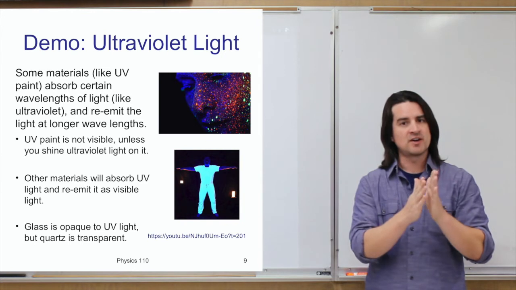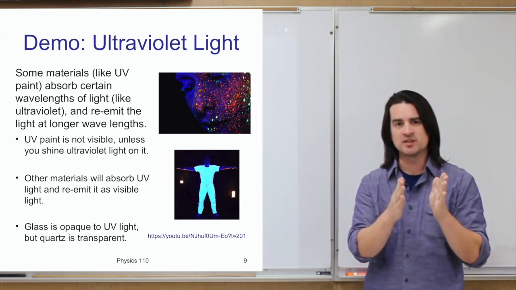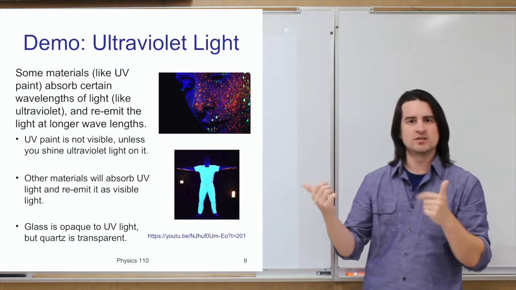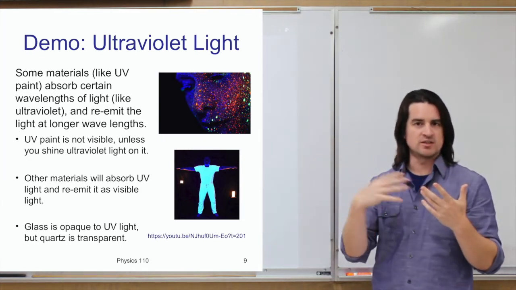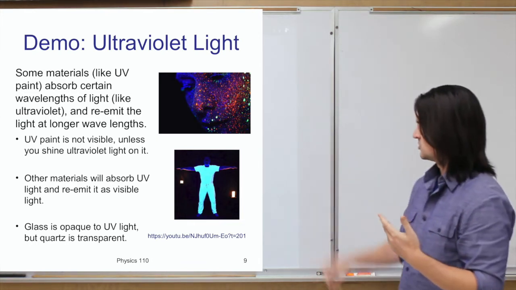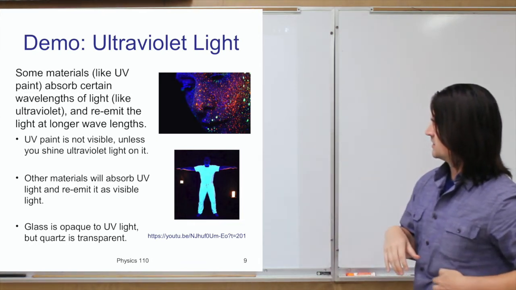So if you take ultraviolet light and you spread the wavelength out a little bit, you get back into the visible spectrum. So with ultraviolet paint, you have paint that will absorb the ultraviolet light that you can't see and re-emit it as visible light that you do see. So you get things like these neon glow-looking stuff.